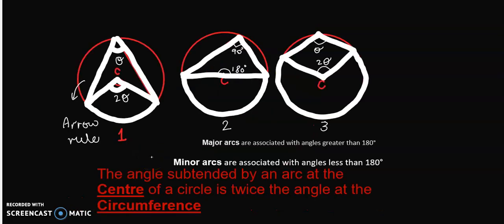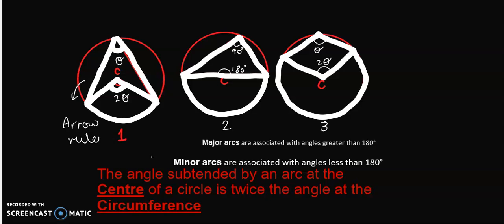Coming to theorem number 2, the angle subtended by an arc at the center of the circle is twice the angle at the circumference. Now, we have three cases, one with a minor arc, the other with a major arc, and the one with a semicircular arc. Now, circle number 1 is representing a minor arc.